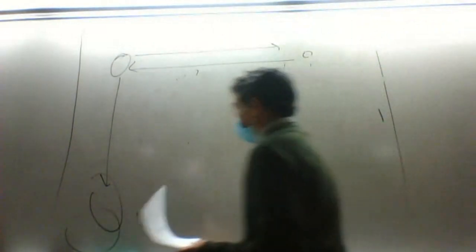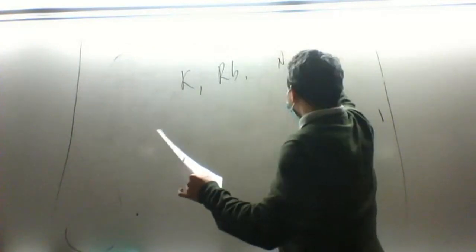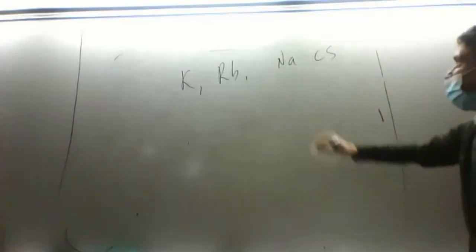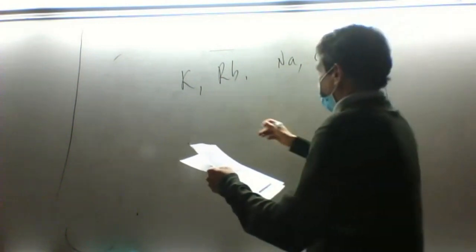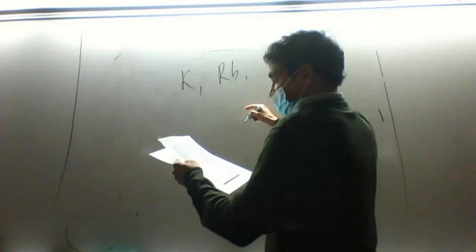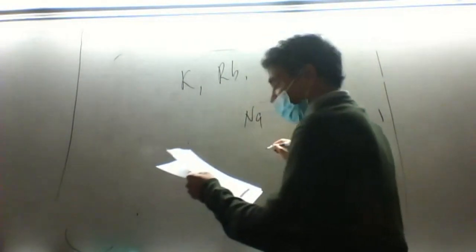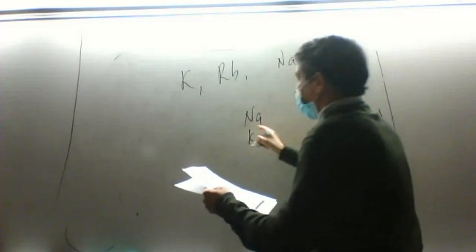So here is a problem I took from the book. Let's practice this one here. In slide number 8, we have potassium, rubidium, sodium and cesium. Which one has the biggest size among these elements? That is the question. Now you go to the periodic table and look at where those elements are. First you have lithium, then after lithium you have sodium, and then after sodium you have potassium. Just look at the periodic table.